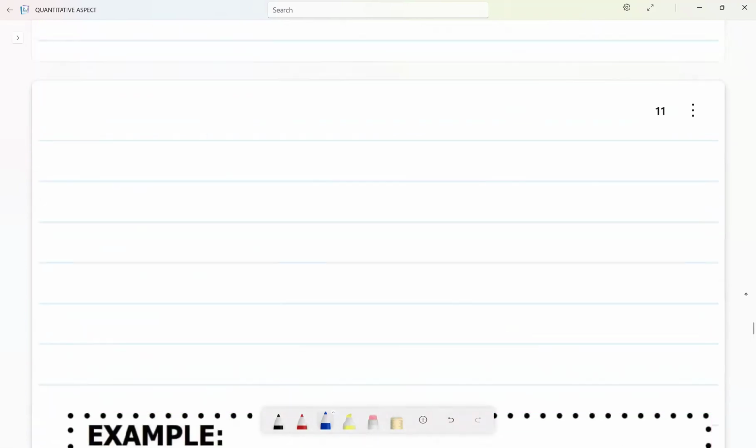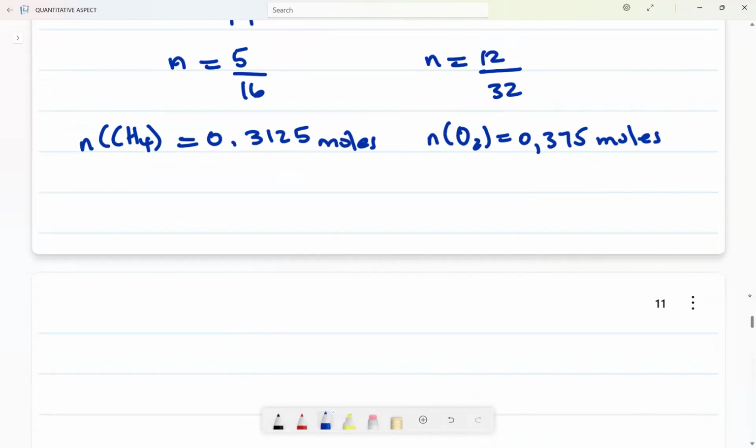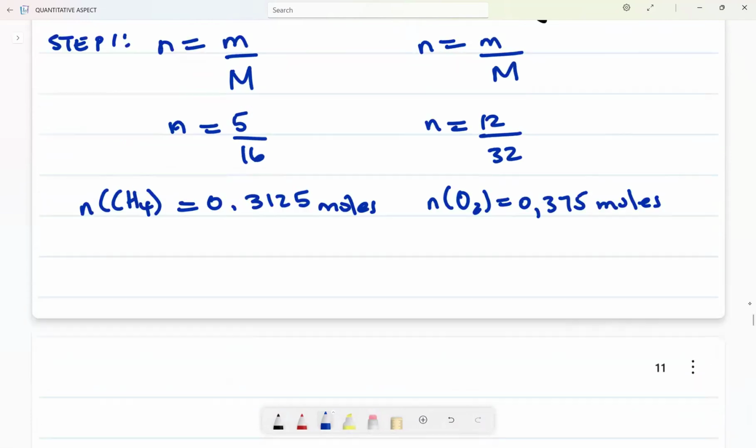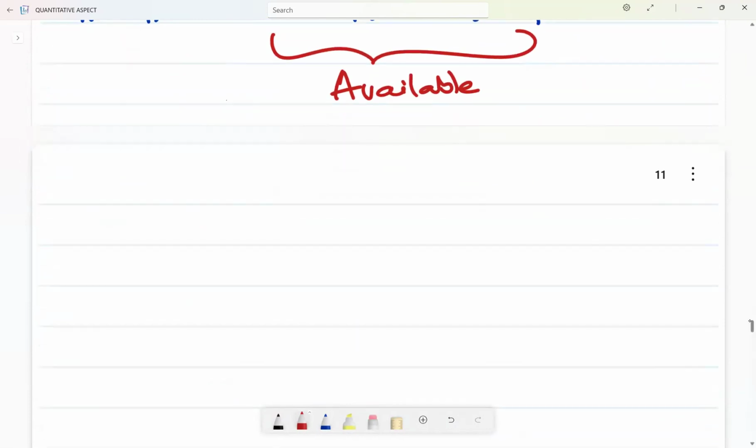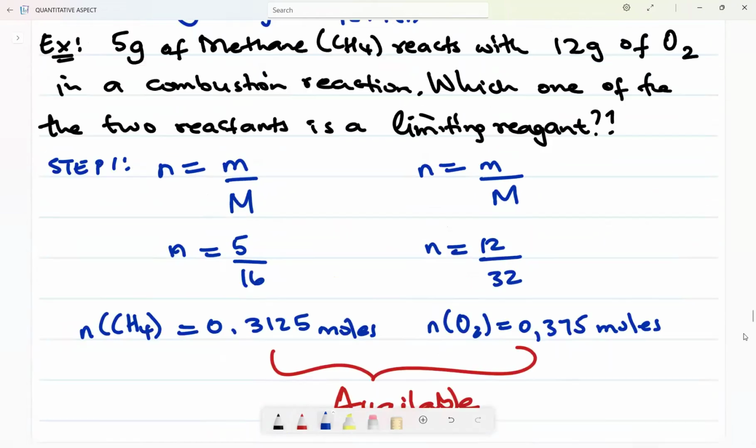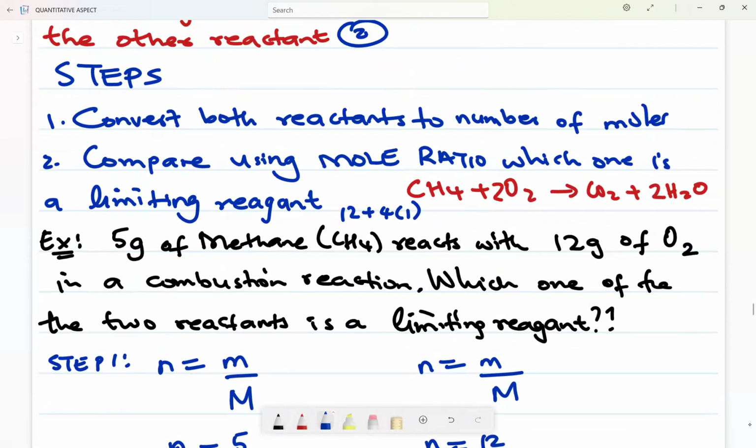Okay, so that we have enough space, what you need to do is say, okay, you have found that these are the ones that are available. This is the one that is available. So I'm going to say, let's use the ratio between what? Methane as well as what? As oxygen. So the ratio between methane and oxygen, can you see here? It is 1:2.